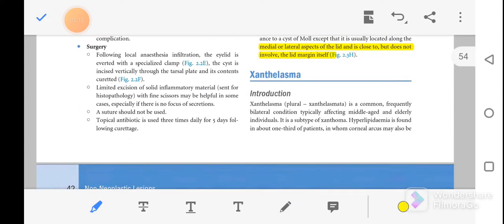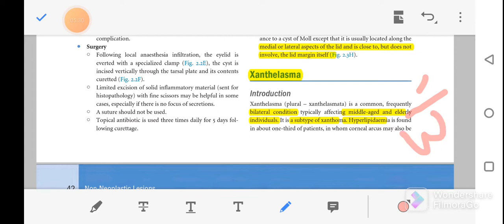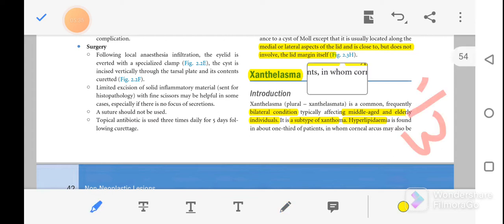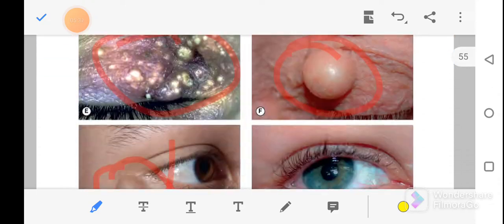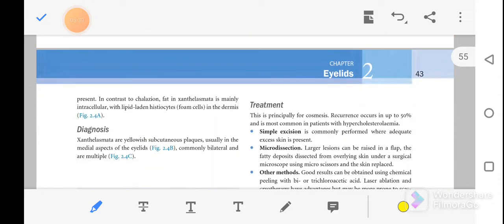Next we talk about xanthelasma. Xanthelasma is commonly a bilateral condition, affecting middle-aged and elderly individuals. It is a subtype of xanthoma. Hyperlipidemia is found in one third of patients with xanthelasma, in whom corneal arcus may also be found because that is also a type of lipid deposition. In contrast to chalazion, fat in xanthelasma is mainly intracellular.